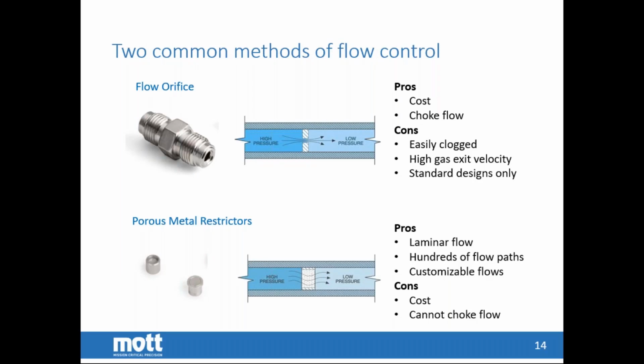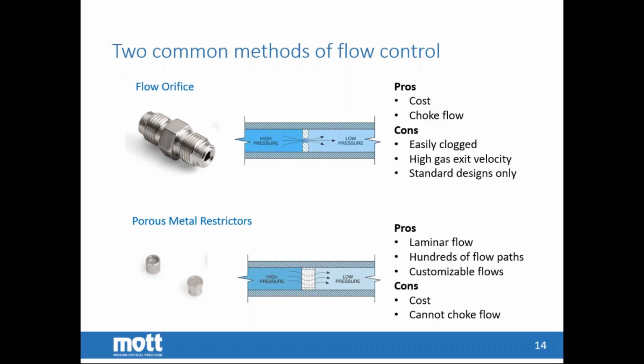A couple different methods of having flow control, one being an orifice and two being a porous metal restrictor. One of the big advantages to a porous metal restrictor is that if you did have any kind of contaminant and you were to plug one pore, the product would still be able to flow through there. Whereas an orifice, having just one hole, if something were to plug that hole, you would start to cut off the amount of gas that could go through that restrictor. So one of the big advantages there is the ability to have a metal restrictor flow continuously, even if you do have some contaminants in the system.